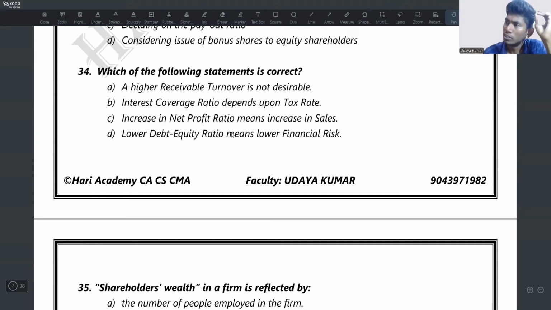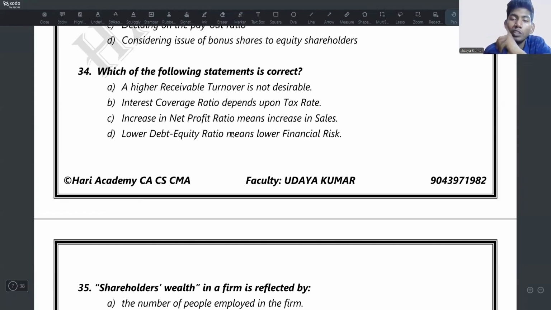So moving to option C, increase in net profit ratio means increase in sales. In all scenarios, it need not be correct. It is not necessarily correct, I would say. An increase in the net profit ratio indicates that the company is either increasing profits related to its sales, or reducing cost also, right? So you need not only increase the sales, you might reduce the cost too. Then how will it be the right option? So it doesn't directly imply the sales have increased. Okay. So moving to option D.